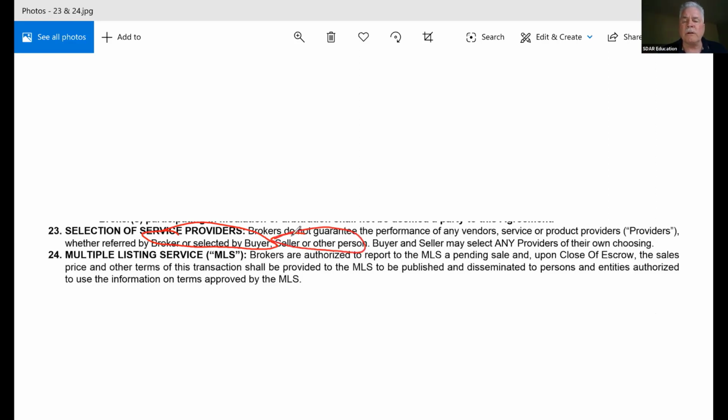Seller or other person. Okay, so buyer and seller may select any providers of their own choosing. Now, in a lot of states, the escrow company and the title company are the same entity. So in Arizona, for example, escrow and title are the same group. In Virginia, they can be separate groups. In fact, in Virginia, the buyer can pick their own settlement, they call them settlement services, so their own escrow company, essentially. And the seller can use a completely different one. And the two companies talk to each other, and everything works out just fine.